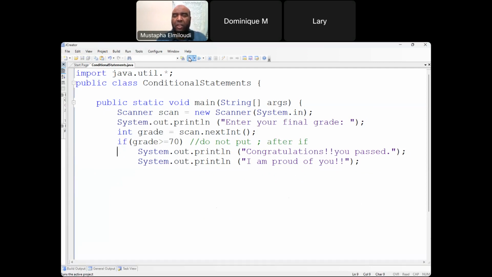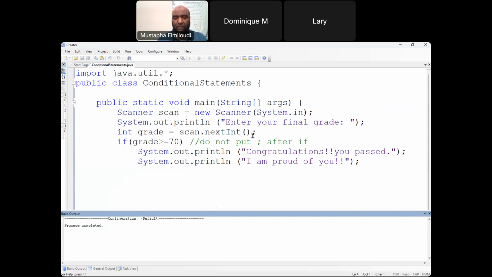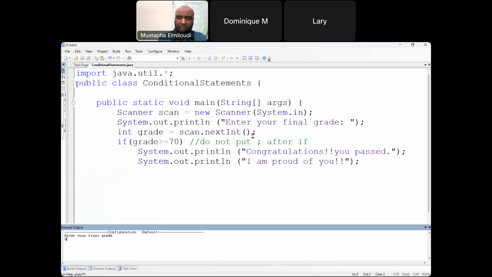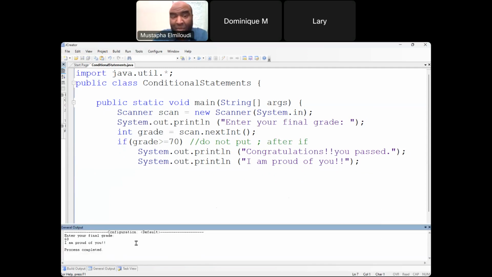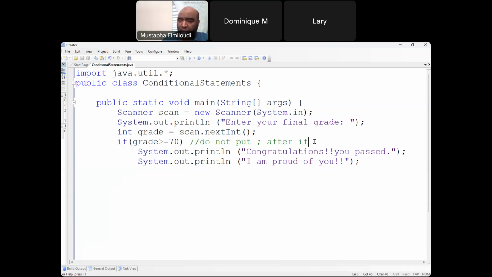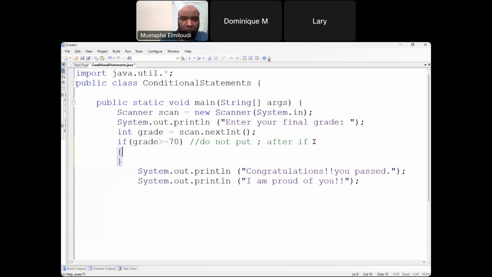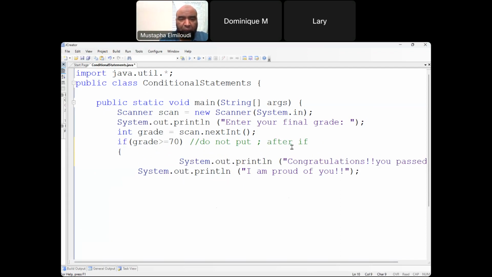Now let me put a failing grade. If I put 60, what does it say? I'm proud of you. So that shows you that the second statement is not part of the if statement, because it is printed no matter what. So that's something important. So the summary of all of this is: use the braces to avoid all this problem. Okay? Because if you put the braces, you would never have problem like this.